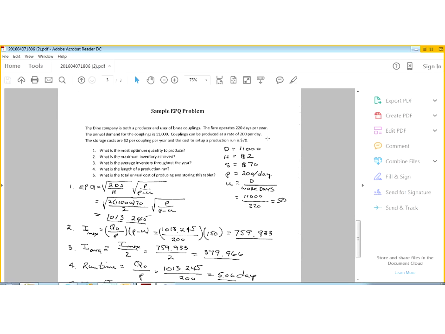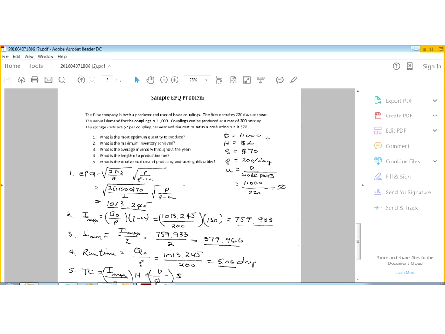Now students, I'm going to go through an economic production quantity problem. The Dine Company is both a producer and user of brass couplings. The firm operates 220 days per year. The annual demand for the couplings is 11,000. Couplings can be produced at a rate of 200 per day. The storage costs are $2 per coupling, and the cost to set up a production run is $70.